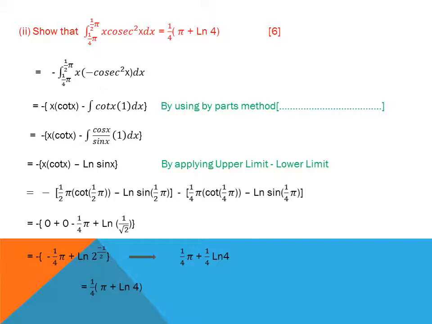So first I integrate. The integration of minus cosecant square x is cot of x, because the derivative of cot of x, which I proved in the previous part, is minus cosecant square x. Integration is the inverse of differentiation. When I differentiate cot of x, it becomes minus cosecant square x in part 1, and the integration of minus cosecant square x is cot x.